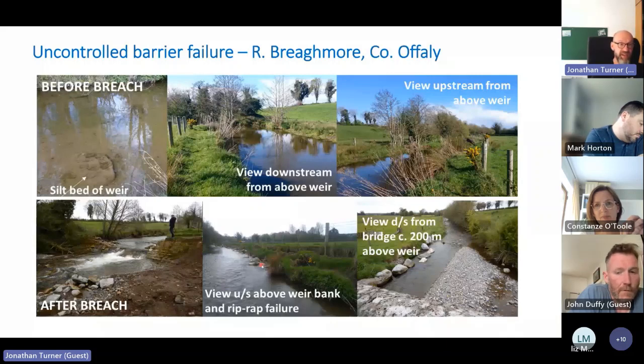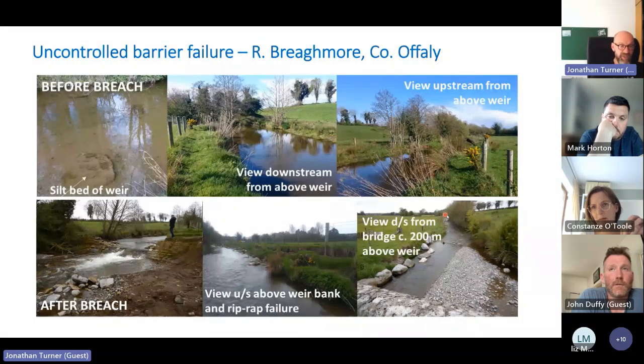So this was a significant problem for the landowner and for the Inland Fisheries, and there were also concerns for the road crossing. So the barrier structure is located here, and I guess the anticipated change was that there's the risk of this change in bed elevation migrating upstream and impacting on the bridge as well.